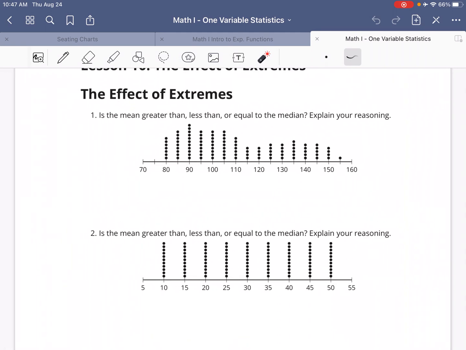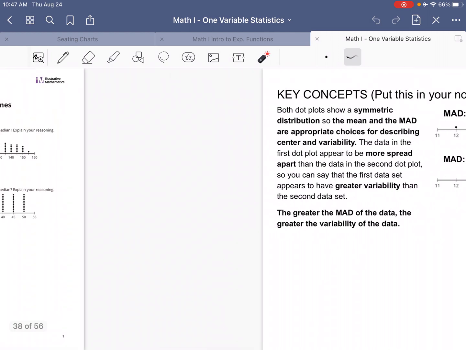So then the question is: is the mean greater than, less than, or equal to the median? Explain your reasoning. Is this data set symmetric, or is it skewed? And if it's skewed, which direction is it skewed? And what does that tell you about the mean? Same question down here. If you have any questions, let me know.